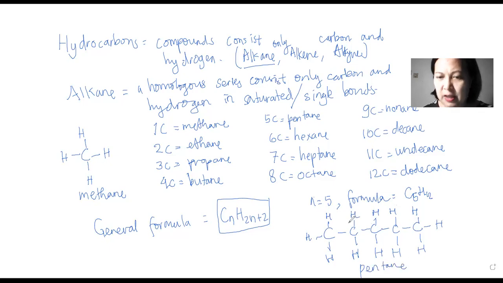Okay, now let's check. Is it true that the formula of the structure that we drew shows C5 and H12? Let's count the C's first. 1, 2, 3, 4, 5. So there are 5 C's. And then the hydrogen, 1, 2, 3, 4, 5, 6, 7, 8, 9, 10, 11, 12. Correct. So it's easy for you later to apply the general formula in order to find out the molecular formula of an alkane member. Now let's continue to the naming and also to the isomers.